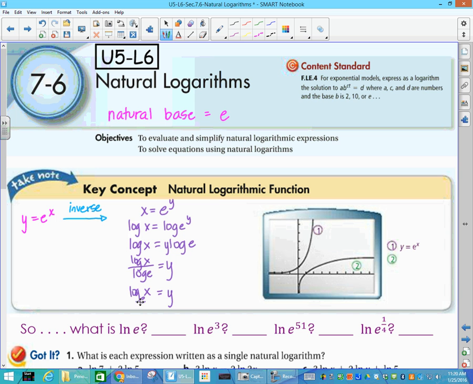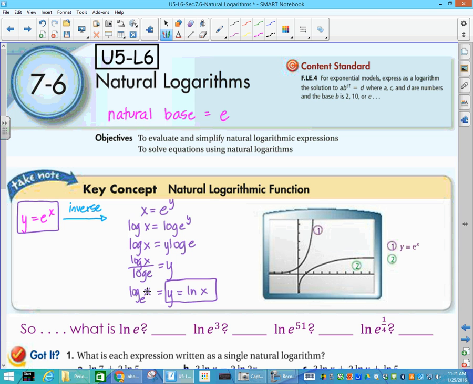Okay, so log base e of x, that's how I went from here to here. But more importantly, log base e of x, we don't write it like that. We actually write it as ln of x. So y equals ln of x is the inverse of y equals e to the x. The natural base of e, the natural logarithm, written ln.